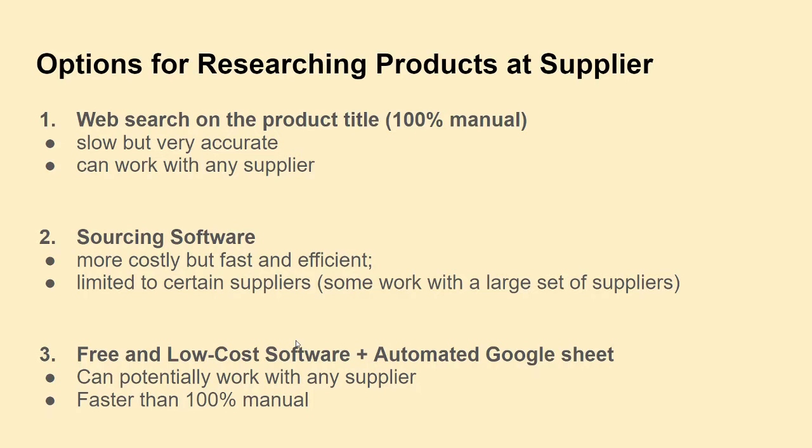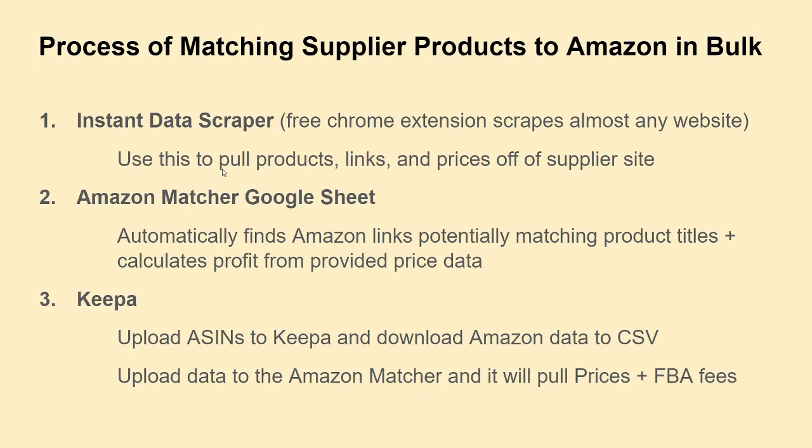Another good thing about this is that it is faster than doing it 100% manual. However, it's not going to be as accurate as 100% manual because you're not seeing every little search that happens. So you have to check and make sure that the matches are good after you match in bulk. And in another video, I'll demonstrate exactly what that means.